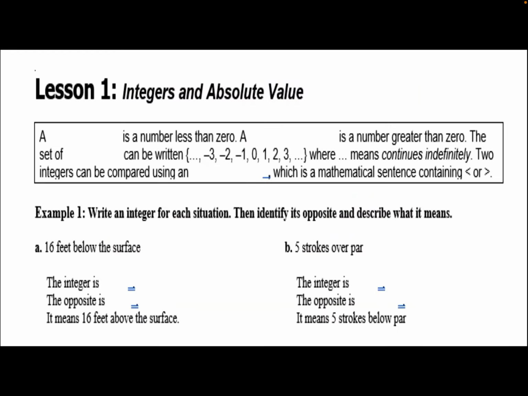So let's start to look at lesson 1. So, integers and absolute values. We start off with a number less than 0. Hopefully we know that that's a negative number. And on the flip side, a number greater than 0 is a positive number.